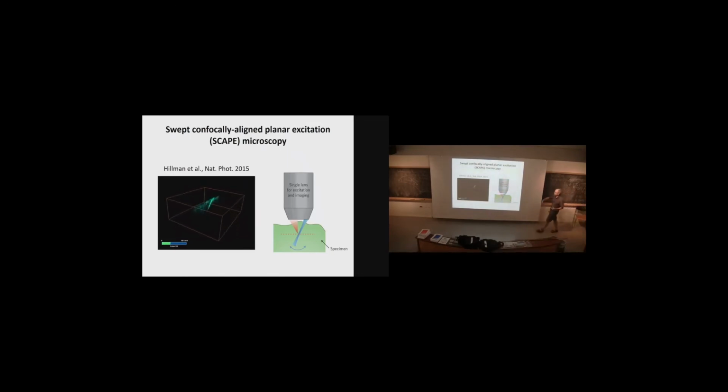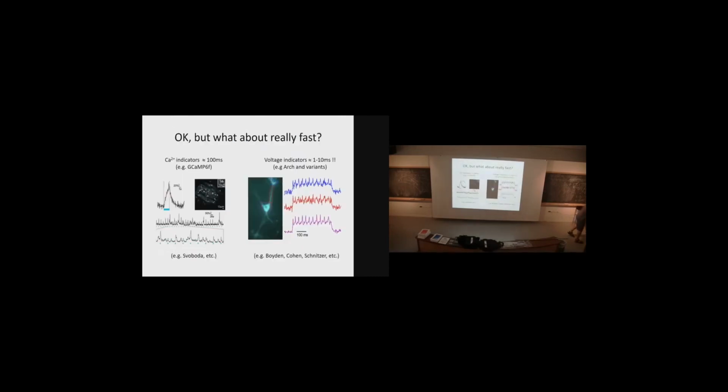The problem is if you want to get a volume, you still need to move this plane, and you still need to acquire a few camera frames, right? So that may be too slow. And there's certain cases where it will be too slow.